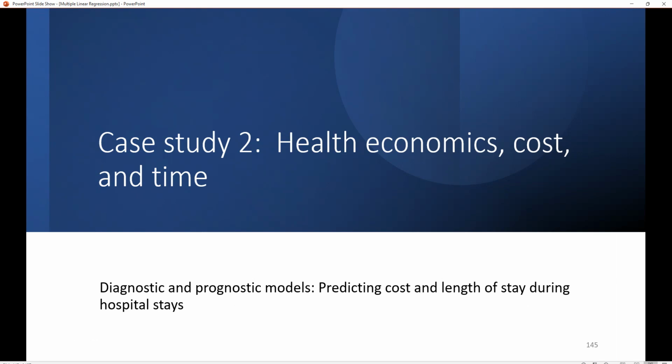Okay, for case study 2, again, this is covering health economics, cost, and time. We'll do diagnostic and prognostic models predicting cost and length of stay during hospital stays. Two of the toughest model outcomes for linear regression would probably be time and cost. These are two very highly skewed outcomes. As we know, outliers can be an issue for linear regression, but in this case we have very extreme values that sometimes make it difficult to get good estimates. The reason is that those outliers tend to dominate that regression or trend line, but we do have ways of dealing with it, and we'll cover that in this session.